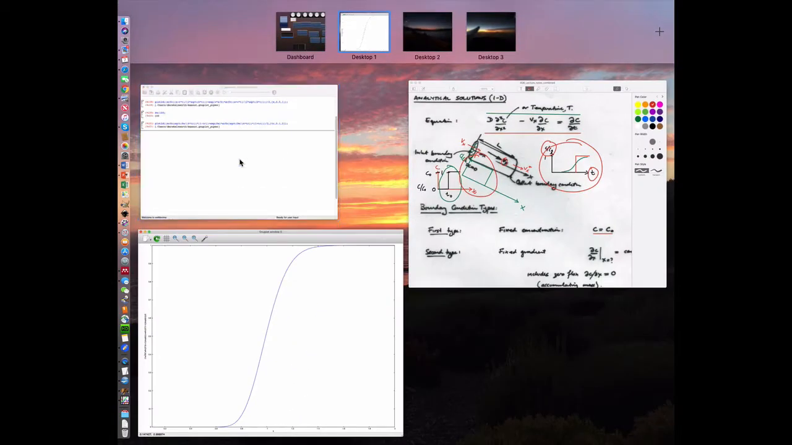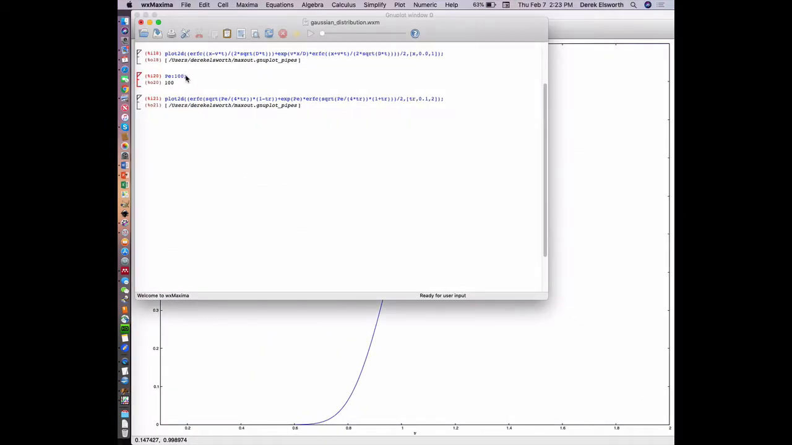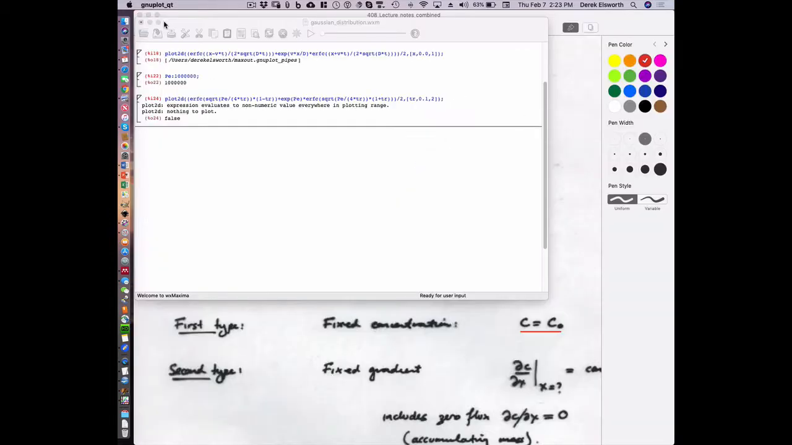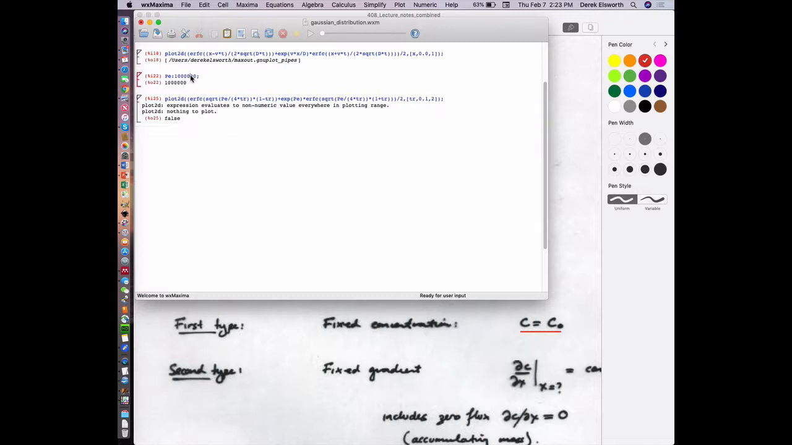If we make the number even larger, say 1,000, or 10,000, or 100,000, or a million, see if it works with a million. What do you think would happen with that front? Does it make a new one? Let's get rid of this. Nothing to plot. Doesn't like it. Too big. Value everywhere. Yeah, okay. It doesn't see it within the plotting range.